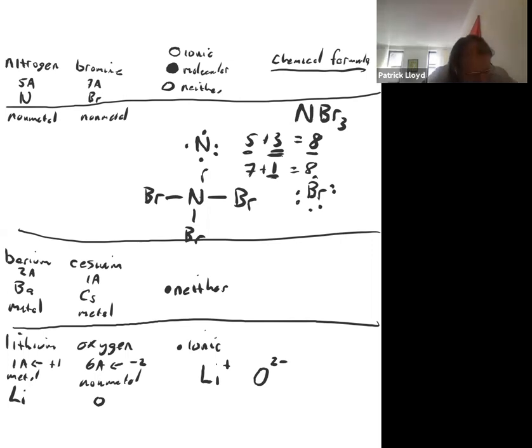Well, in order to balance the charge, each +1 balances one of the negative ones. So you need 2 of the lithiums. 2 times +1 is +2, but you only have 1 oxygen with -2. You're trying to balance those 2 charges. So that means you need 2 of the lithiums. So we write that as Li2, 2 lithiums, O, 1 oxygen. So Li2O. Okay. Let me show you one more.